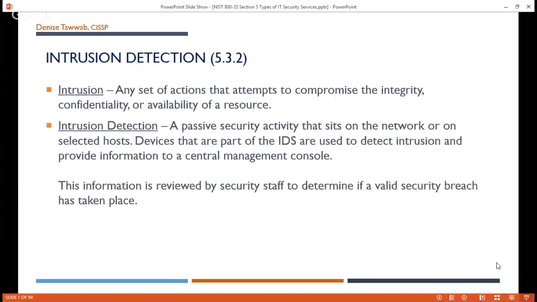Okay, next up, intrusion detection. Intrusion is any set of actions that attempts to compromise the confidentiality, integrity, or availability of a resource. Intrusion detection is a passive security activity that sits on the network or on selected host. Devices that are part of the IDS are used to detect intrusion and provide information to a central management console. This information is reviewed by security staff to determine if a valid security breach has taken place.